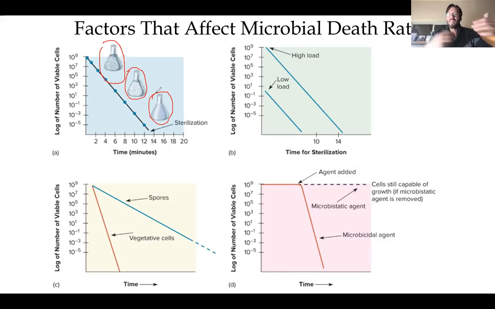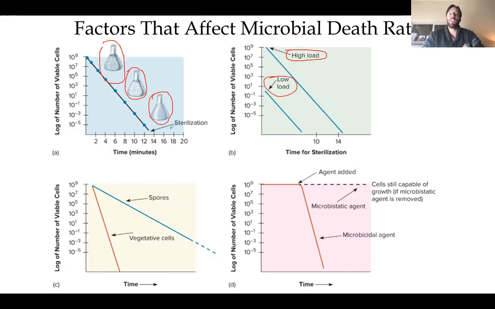But there are other things that influence how much time is required, right? So if you have a high load of bacteria, for instance, so you have a lot of viable bacterial cells, it's going to take more time to kill them off than it would if you had a lower load of bacterial cells, right? Which should make sense.